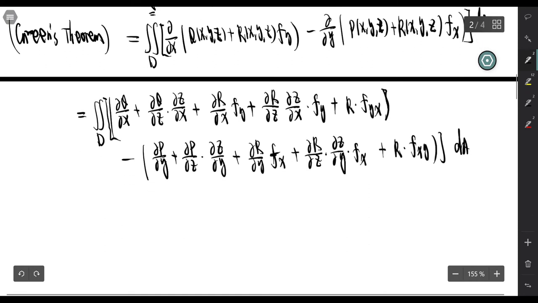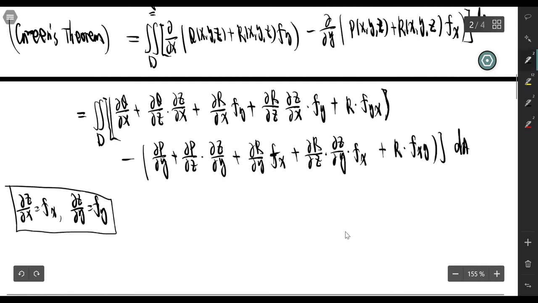Now we have partial z partial x, that is f x, and partial z partial y, that is f y. So we got, so we can cancel some terms. F yx should equal f xy. So these two cancelled. And that's f x, that's f x. This is f y, this is f y. So these two cancelled. And then we're left.